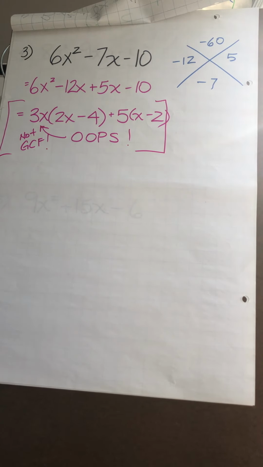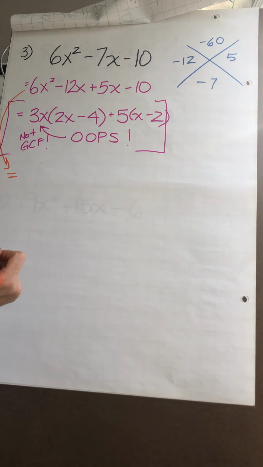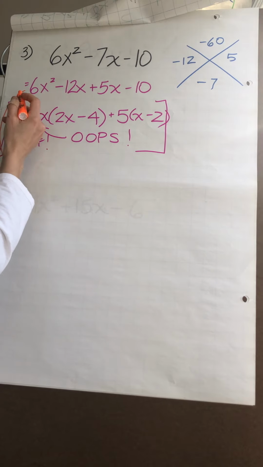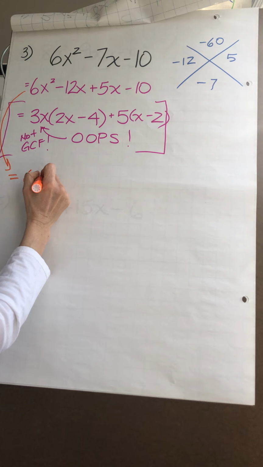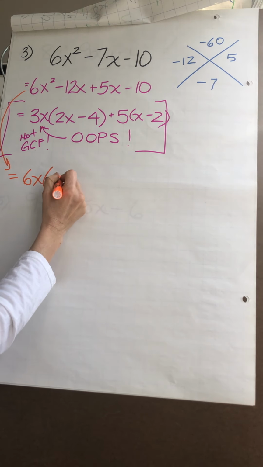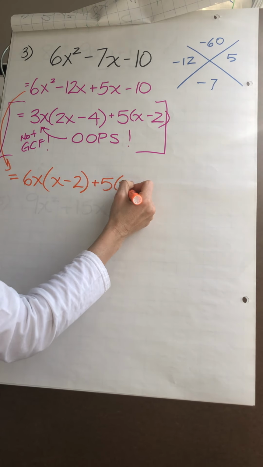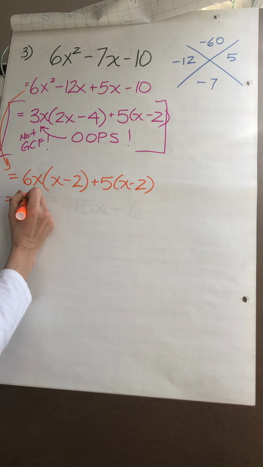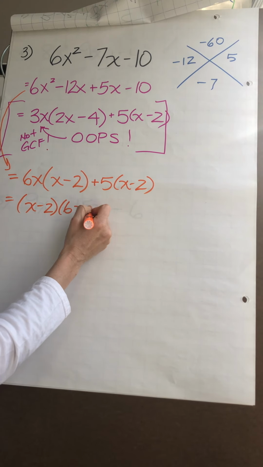Instead, I'll move on. I hope this color works. Yeah, all right. And I'm going to go back up here and go, okay, I didn't take the greatest common factor. The greatest common factor for 6x squared and 12x is obviously 6x, not 3x. At least with x minus 2. And again, take out the 5. We're left with x minus 2. And here we go with our common x minus 2, 6x plus 5.